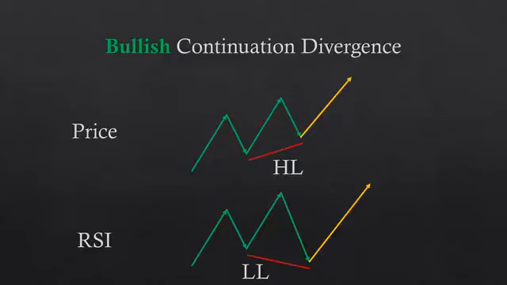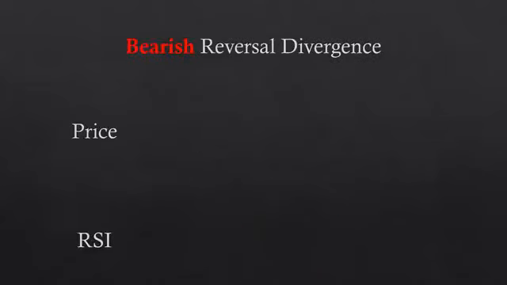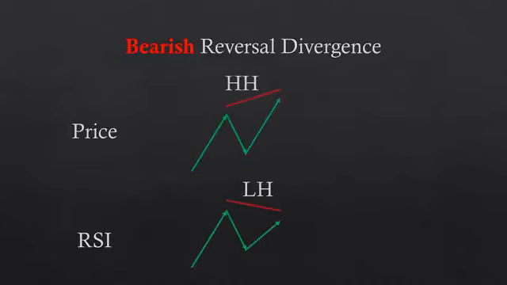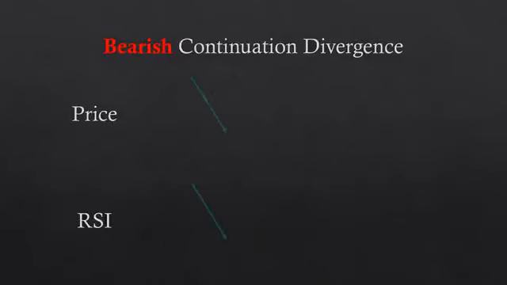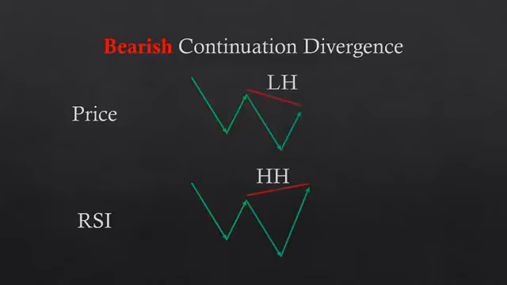Let's now look at the bearish version of reversal and continuation divergences. The bearish reversal divergence happens when price is forming higher highs, but the momentum indicator is forming lower highs. That usually means that price is losing strength and might reverse to the downside. When looking for a bearish reversal divergence, you just look at the highs and ignore the lows. The bearish continuation divergence happens when price is forming lower highs, but the momentum indicator is forming higher highs. That usually means that price is gaining strength and might continue to the downside. When looking for bearish continuation divergence, you just look at the highs and ignore the lows.